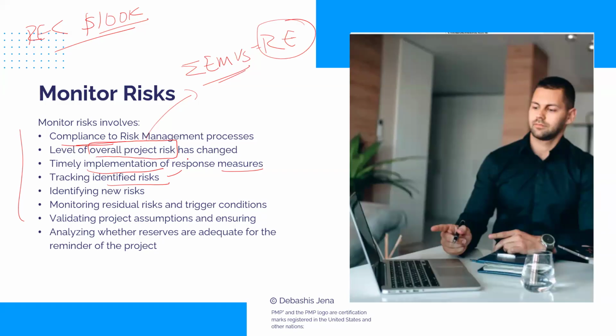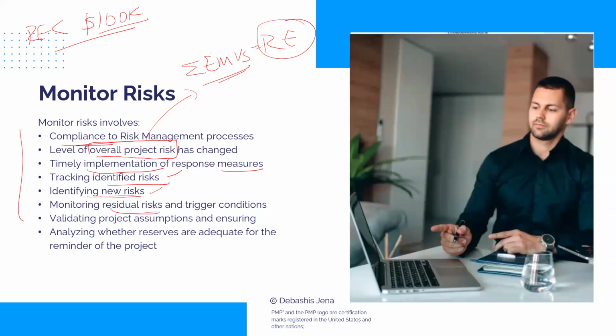So the risk was non-critical, but now its probability has increased, let's say. So we would have to come up with a response plan. Earlier, we thought it was not essential to do that. Identifying new risk: I'm sure you understand, as the project progresses, new risk could emerge. So we'll have to continue identification of new risks. That's something we do.